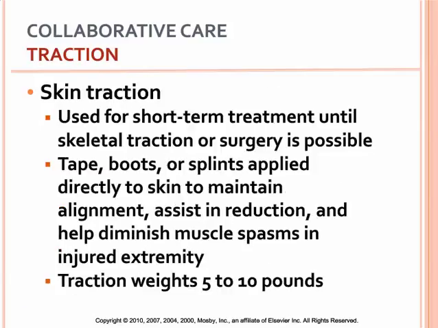The two most common types of traction are skin traction and skeletal traction. Skin traction is used for short-term treatment until the skeletal traction or surgery is possible. It includes tape, boots, or splints that are applied directly to the skin to maintain alignment, assist in reduction, and help diminish muscle spasms in an injured extremity. Usually the traction weight is 5 or 10 pounds. It's generally used for 48 to 72 hours, and pelvic or cervical skin traction may require heavier weights applied intermittently.